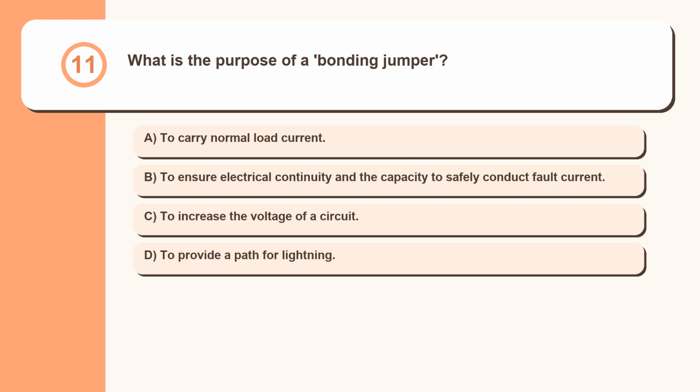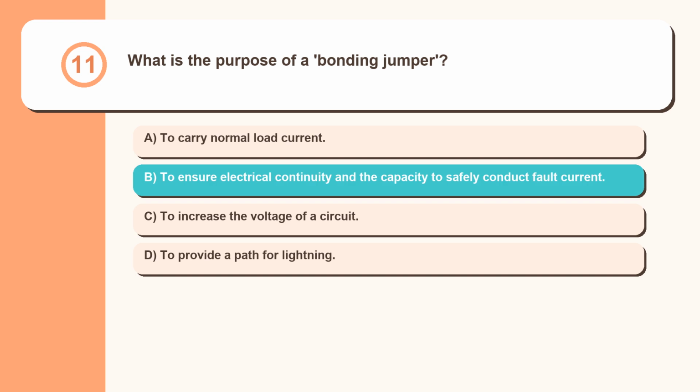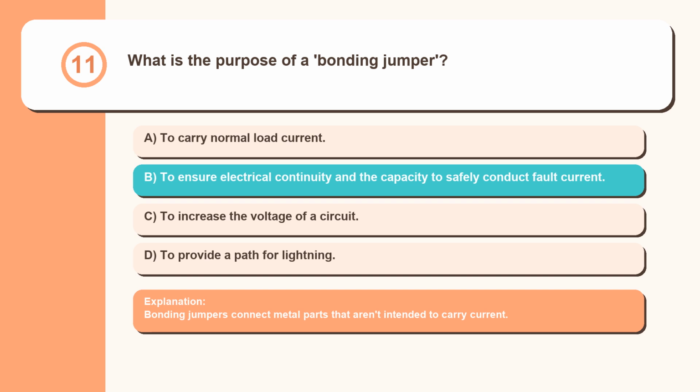Question 11. What is the purpose of a bonding jumper? To carry normal load current, to ensure electrical continuity and the capacity to safely conduct fault current, to increase the voltage of a circuit, to provide a path for lightning. Bonding jumpers connect metal parts that aren't intended to carry current.